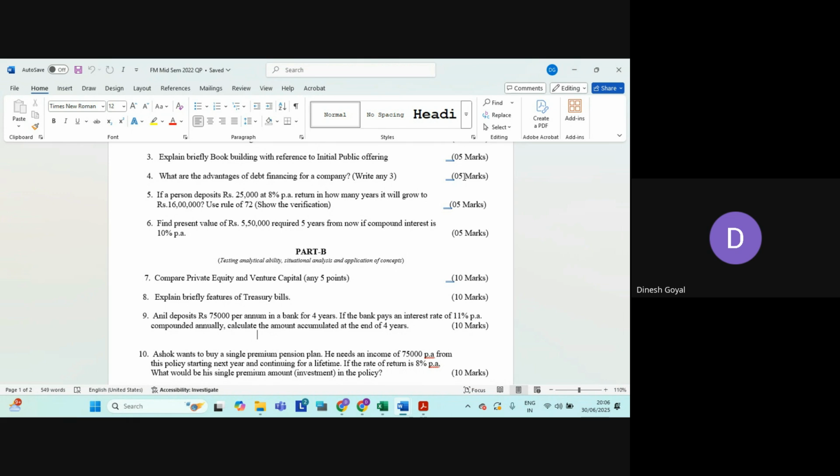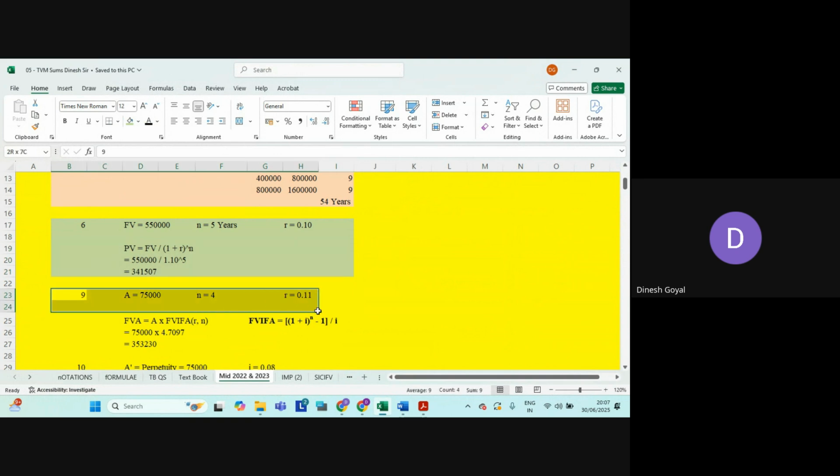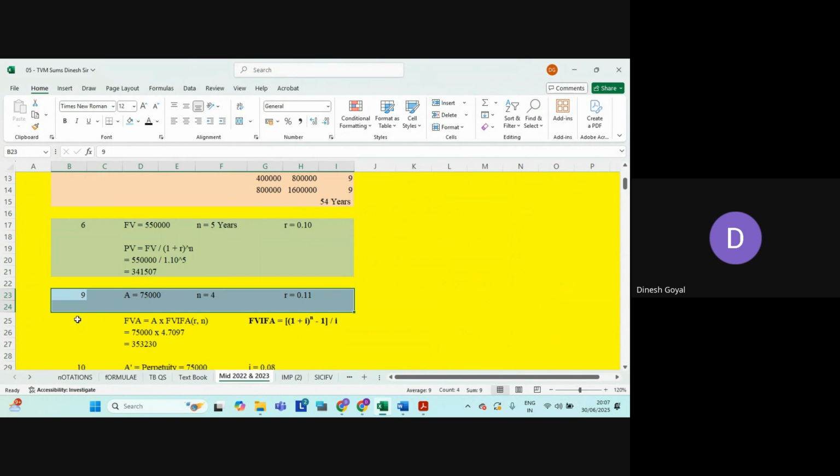And clearly they have written, calculate the amount accumulated at the end of 4 years. After 4 years, what will be the amount? So it is FVA and nothing else, so we will treat this as an ordinary annuity only. Right? So these are given. And this is the formula for FVIFA.